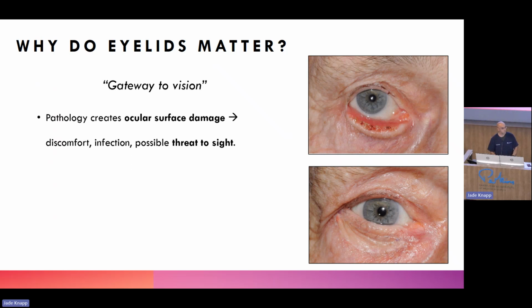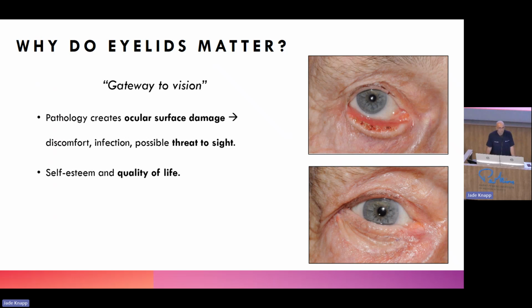When you have pathology, you get damage to the ocular surface, which is painful. It's a risk factor for infection, and it's definitely a possible threat to sight. If you have a look at the top image there, looks uncomfortable, doesn't it? So his lower eyelid is turned out. That's called an ectropion. The bottom image is him having had a skin graft. If you look carefully, you can see there's a little line there where the color of the skin is different, and it's corrected his lid position. He's going to be a lot more comfortable and safer as a result of that.